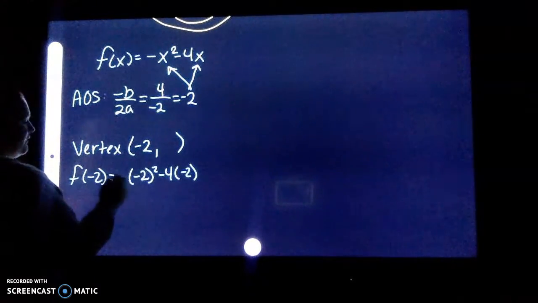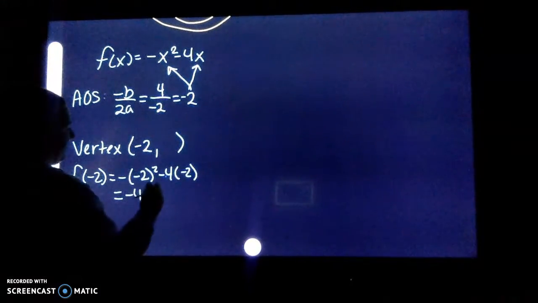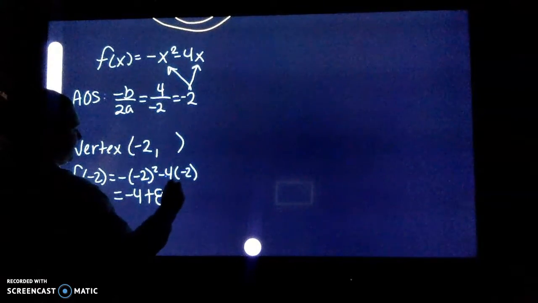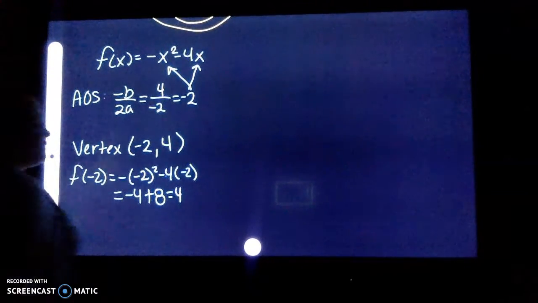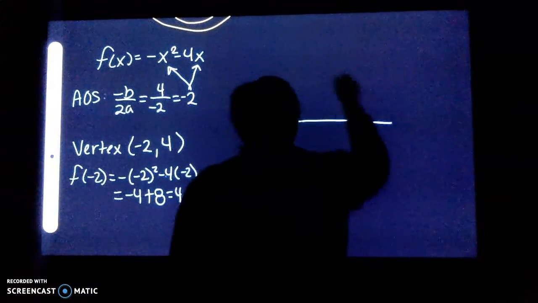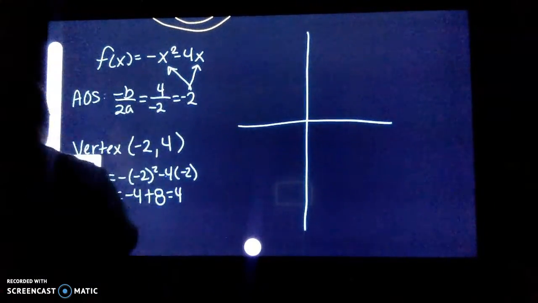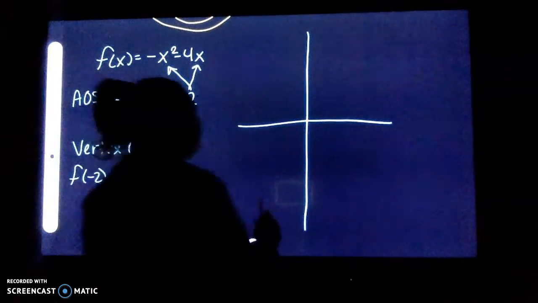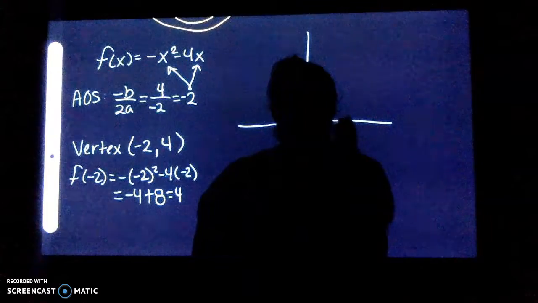-2 squared is 4. The negative of that is a -4. -4 times a -2 is a positive 8. -4 plus 8 is 4. So my vertex is -2, 4. I can come over here now and I can put my line of symmetry down and my vertex. While I'm doing this, I want you to think about whether or not this parabola opens up or if it opens down.